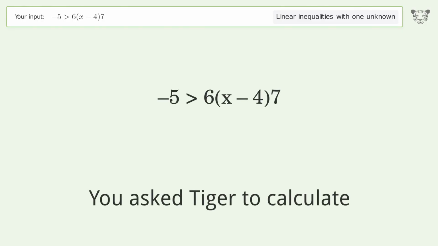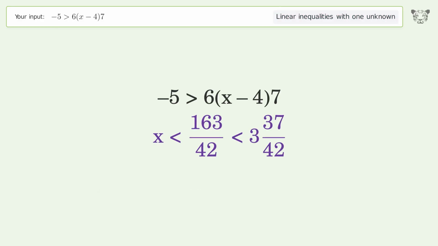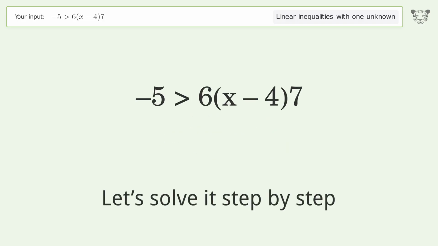You ask Tiger to calculate. This deals with linear inequalities with one unknown. The final result is x smaller than 163 over 42 smaller than 337 over 42. Let's solve it step by step.